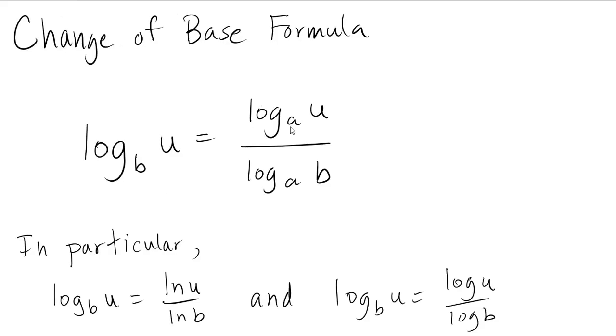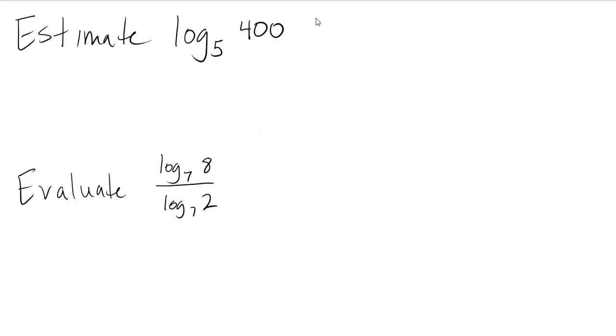The change of base formula says pick any logarithmic base you want, apply that to the input, and then divide that by the same logarithmic base applied to the base of the original expression. In particular, this works with natural log. So that's what I would use. I would rewrite log base 5 of 400 as the natural log of 400 divided by the natural log of 5. These two things are equal.